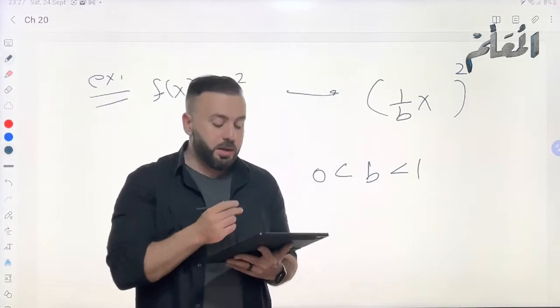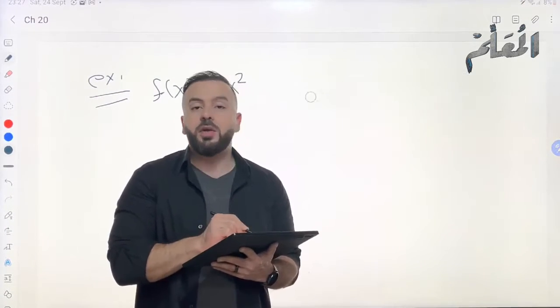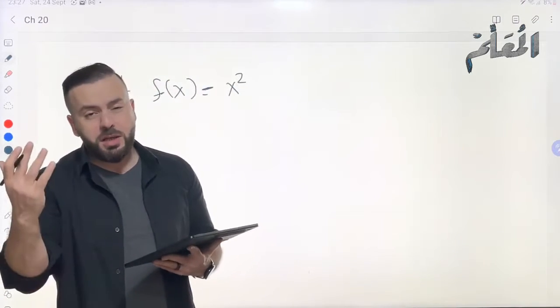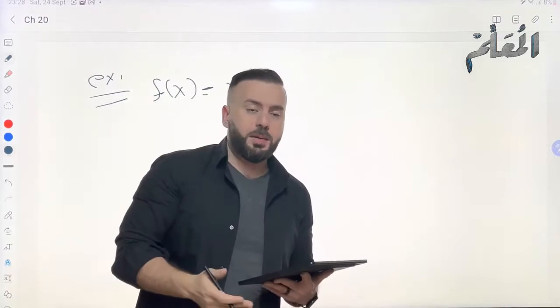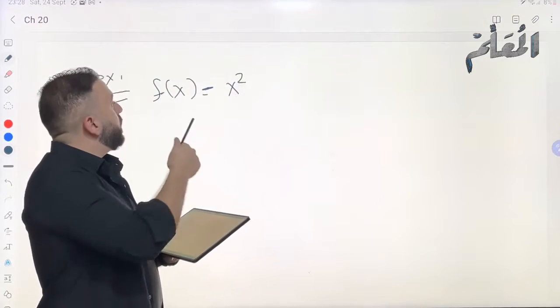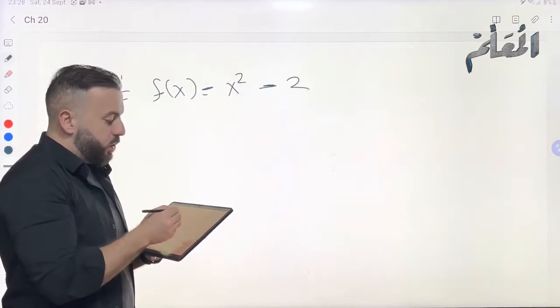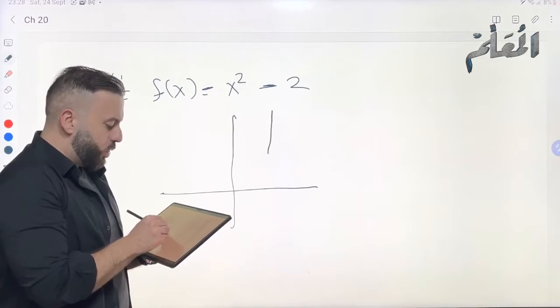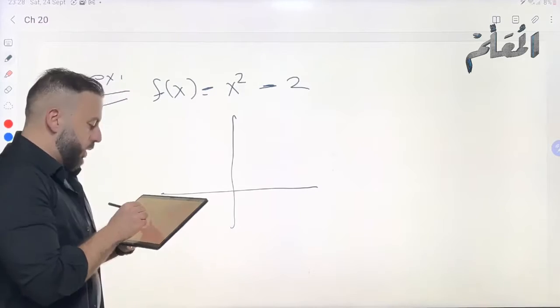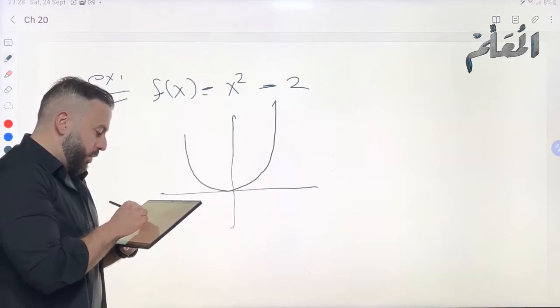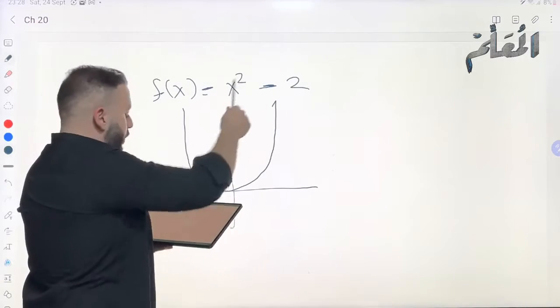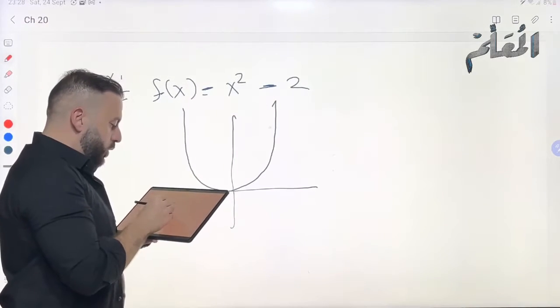You can apply them to functions and always be careful using them, because they're going to affect the domain and range. Let me give you an example so you can understand now. In this case, if I want to do minus 2 as an example, generally the original parabola touches the x-axis, but since I shifted it 2 units down, it's going to be this way.